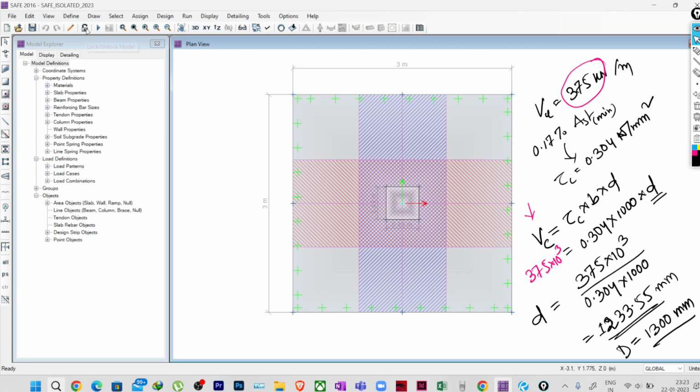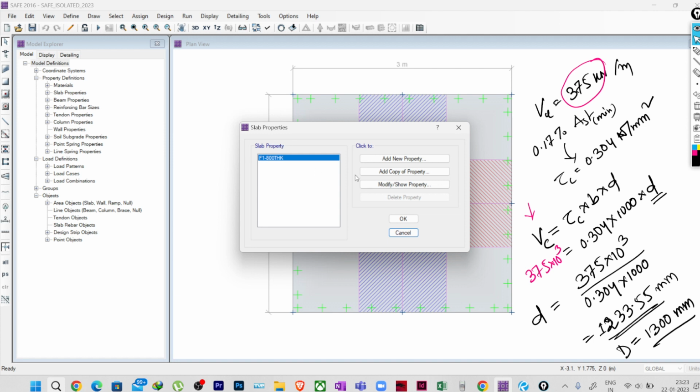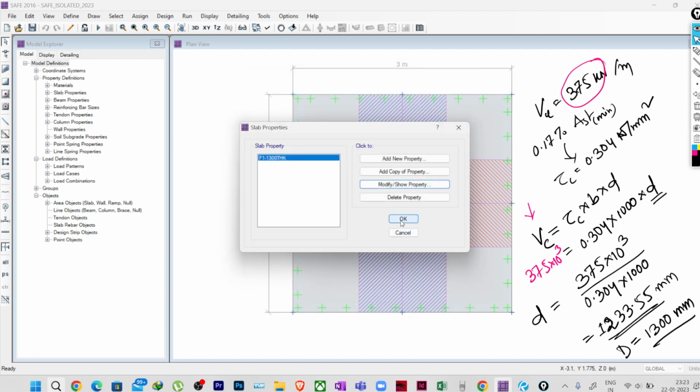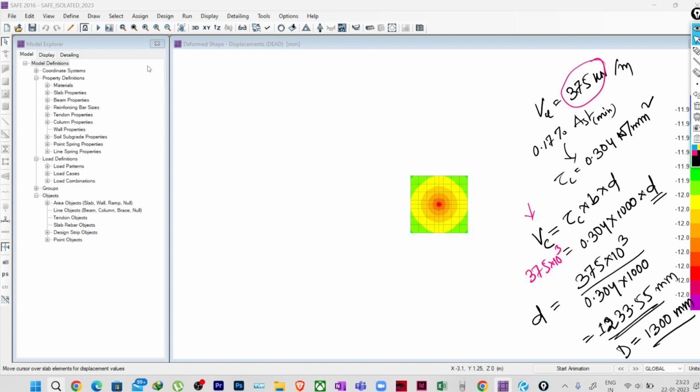So what I will do, I will jump into my define slab properties. I will modify the thickness here. I'll modify it to 1300. I'll change this to 1300. I'll click on OK, and I will run the analysis and design now. Sorry, before running the analysis, let me just unlock this.